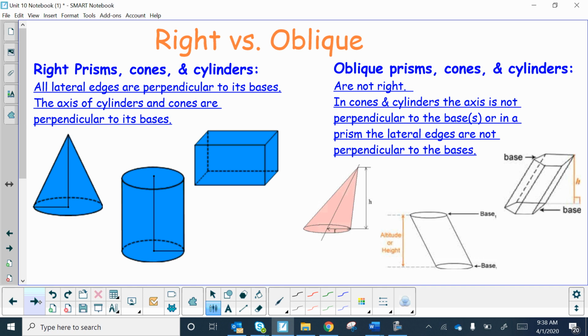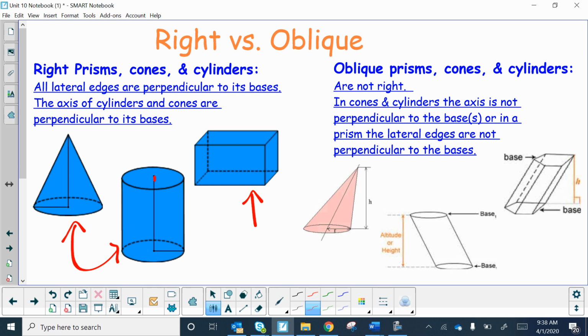Okay, so remember when I talked about how some solids are polyhedrons and some are not. Like this is the only polyhedron right here. These two right here are not polyhedrons because they're curved. However, they can still be right and oblique, because we're going to talk about these also.